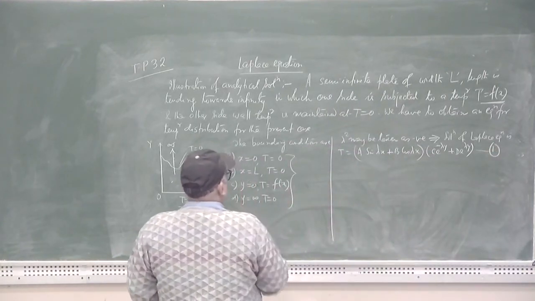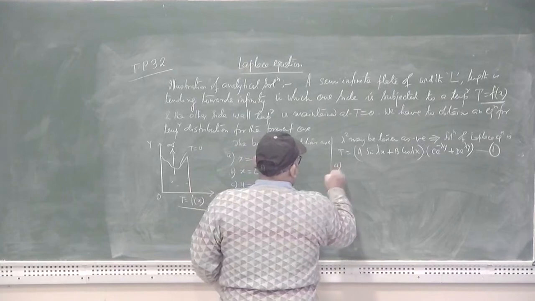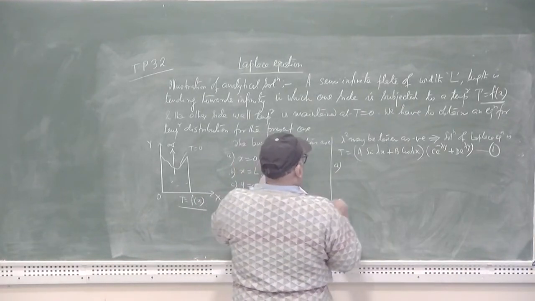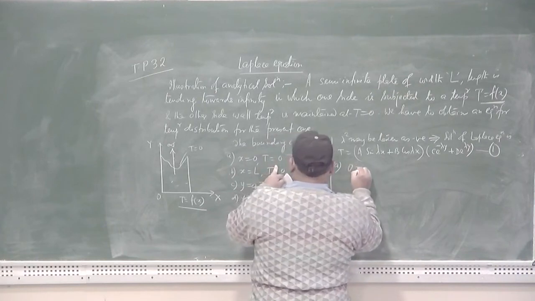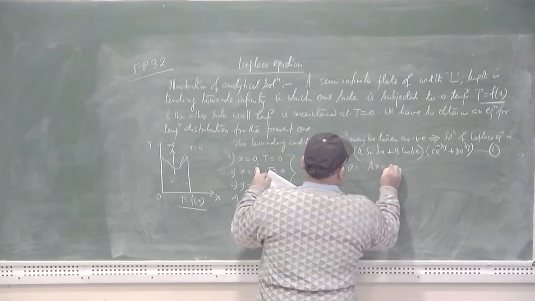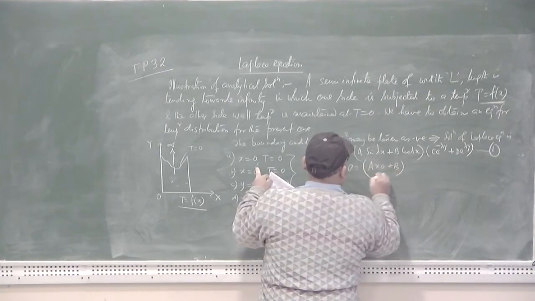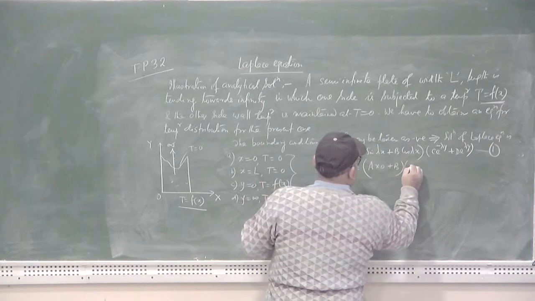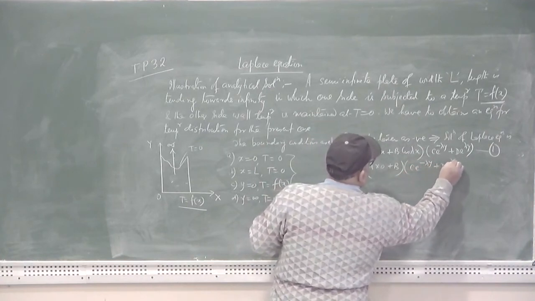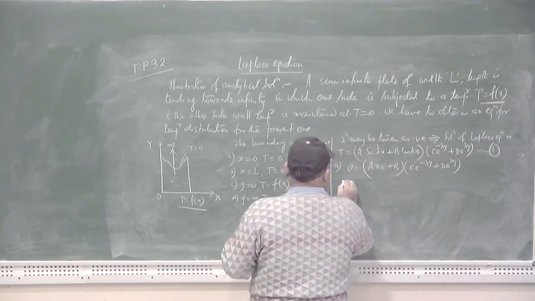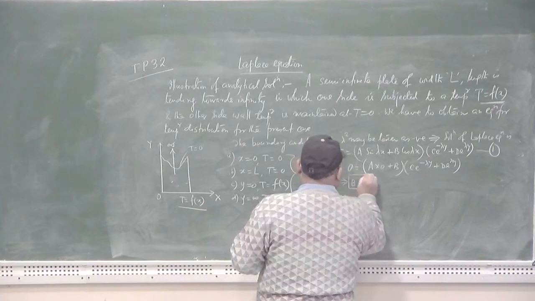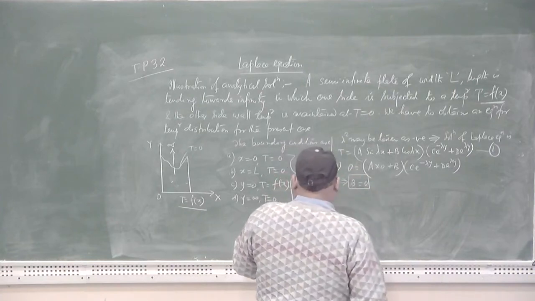Now, put in the boundary condition number A. X is equal to 0, T is equal to 0. That means this is equal to 0, that is A sin lambda x is 0, plus B cos lambda x is equal to 1, into C e raised to the power minus lambda y plus D e raised to the power lambda y. This implies that the value of the integration constant B is equal to 0.